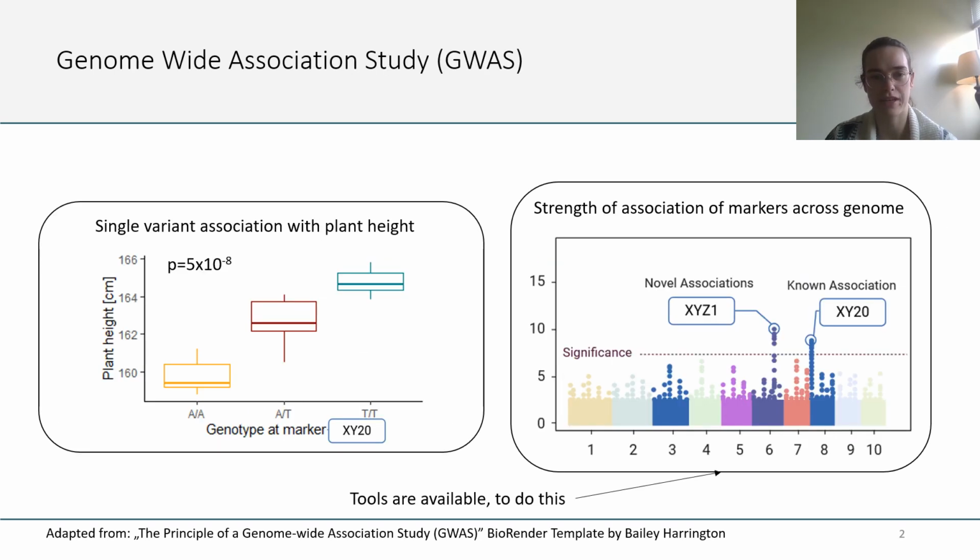We can test for an association between the genotype and the phenotype at a single marker and record the p-value. If we do that for all the markers that we see across the genome, then we get a plot like the one on the right side, and we can identify novel associations between genotype and phenotype. There's a variety of mathematical models and tools available to do this for this type of data.